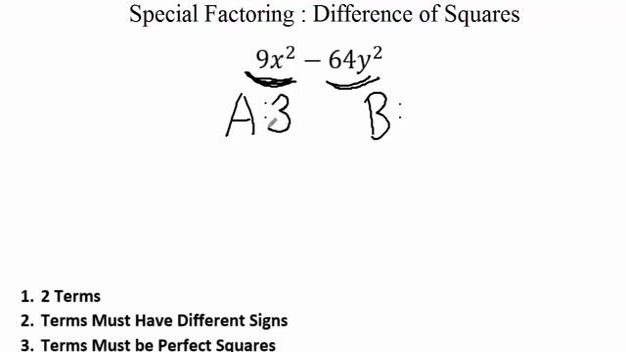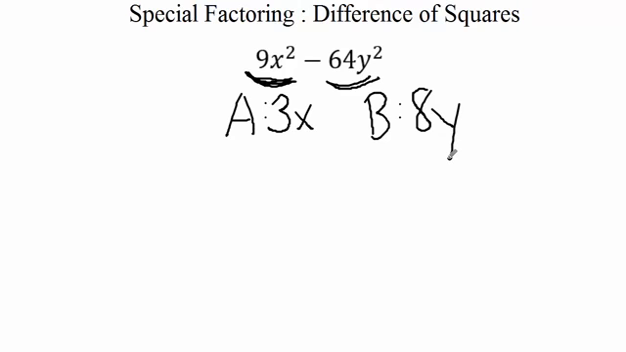So it would make sense then that 3x times 3x is 9x squared. Moving over to b, I need to think what times what is going to give me the 64 and what times what is going to give me y squared. Well, 8 times 8 happens to be 64, and y times y happens to be y squared.